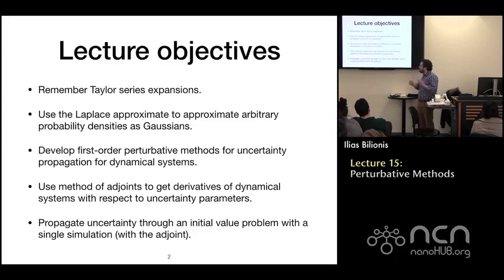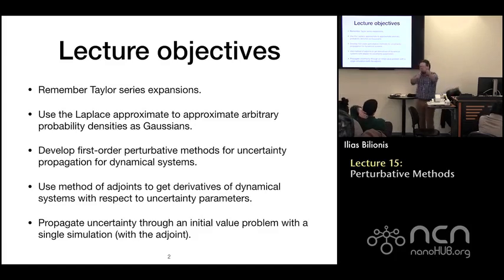And to do that, we're going to have to introduce the method of adjoints, which is just a way to get derivatives from dynamical systems or from partial differential equations. And then once we have the method of adjoints, we'll propagate uncertainty through a simple dynamical system, the one we did the last time, actually.